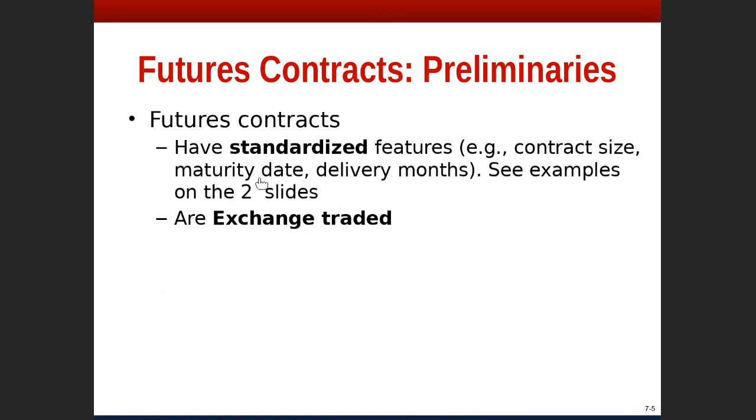What about futures contracts? Well, futures contracts are highly standardized in terms of their features. That is, the contract size is clearly specified, the maturity date is known with certainty, the delivery months are also specified, and the quality of the underlying asset or commodity is also clearly specified, as you are about to see in the next couple of slides. Now, unlike forward contracts, futures contracts are exchange traded. Okay, they are exchange traded.